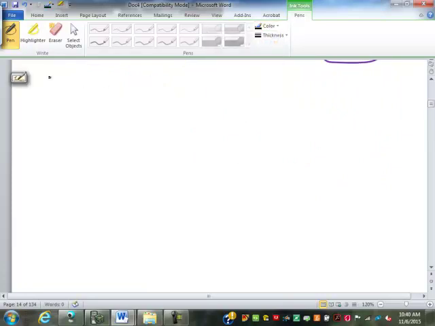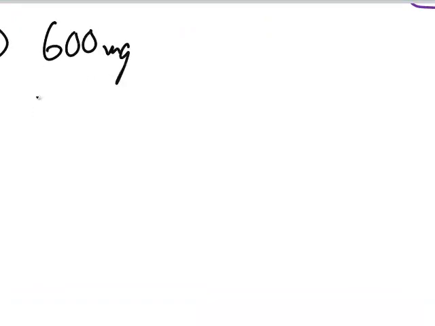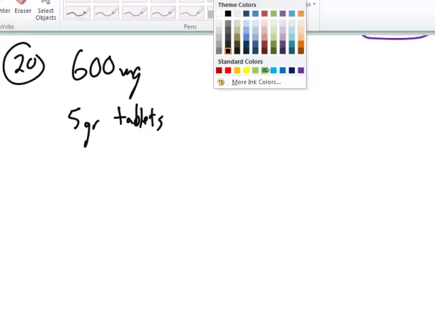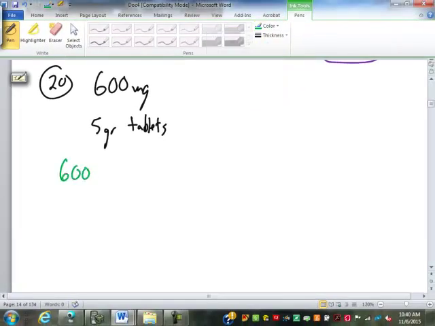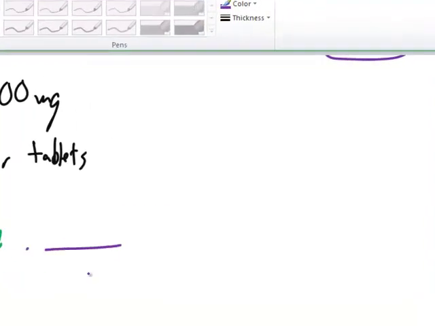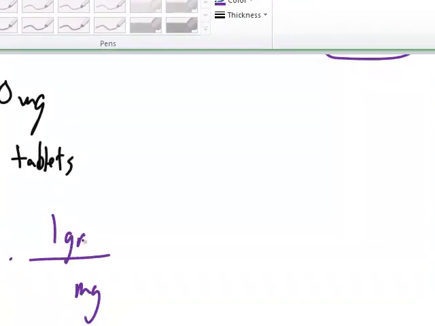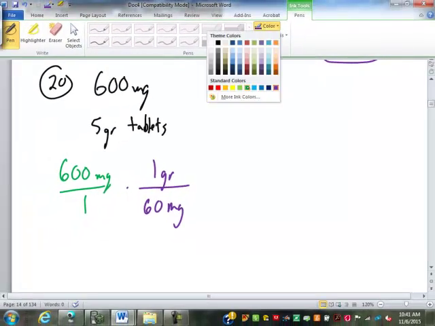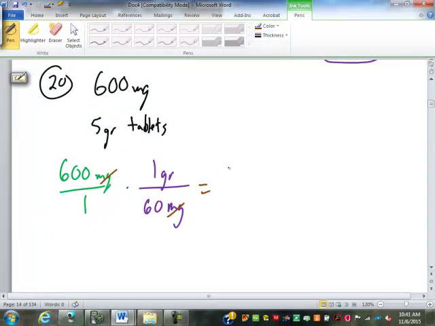Okay, number 20. Order calls for Motrin 600 milligrams. The supply is GR V, so 5 grain tablets. So once again, the first thing I'm going to do is convert my 600 milligrams into grains. 1 grain is 60 milligrams. So the milligrams cancel. I got 600 over 60 equals 10 grains.